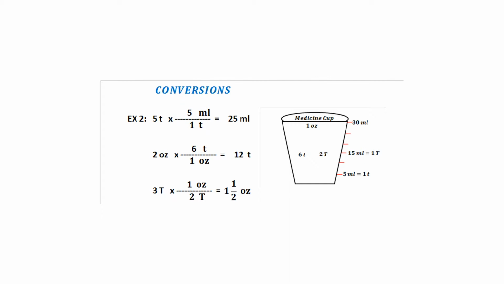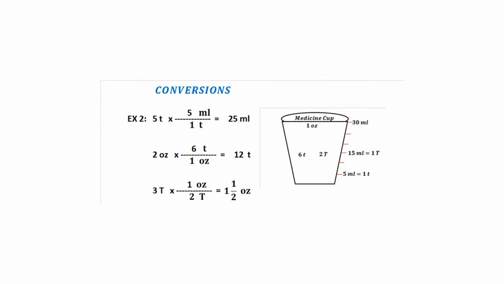Now we go over to the left. 5 teaspoons is how many milliliters? Milliliters goes on top of the fraction line. Teaspoon, what we're starting with, goes on the bottom. And we've got to make milliliters equal to teaspoons. And 5 milliliters is 1 teaspoon. So it's a very simple problem. We're dividing by 1, so you don't need to worry about it. 5 times 5 is 25. So 5 teaspoons is 25 milliliters.